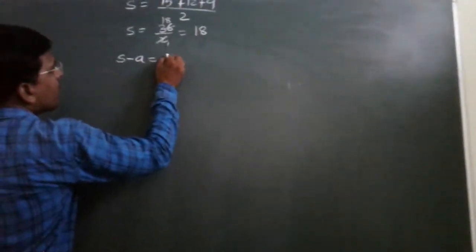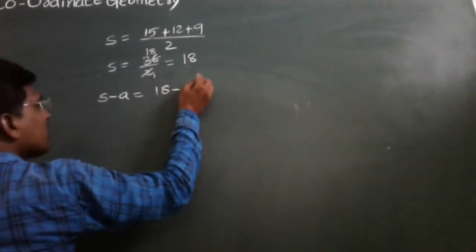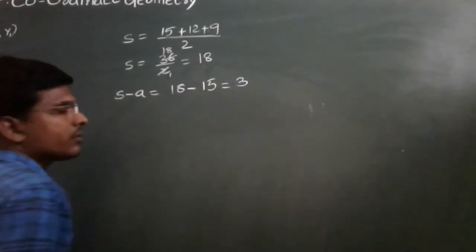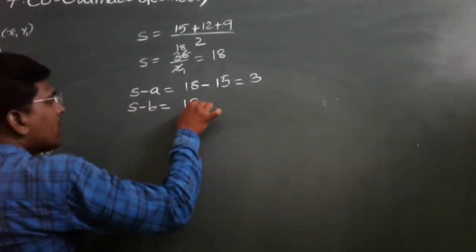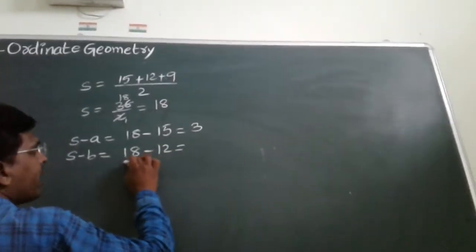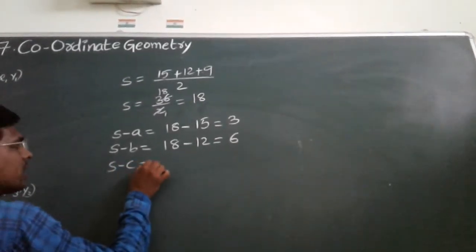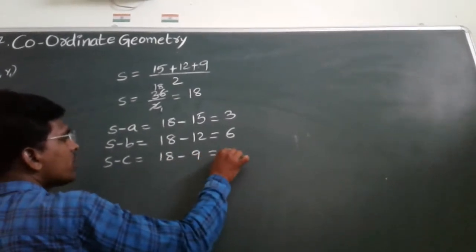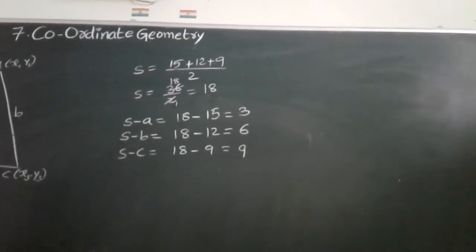And we require the S minus A value. S minus A means 18 minus the A value, which is 15. 18 minus 15 is 3. Next, S minus B: 18 minus the B value, which is 12, so 18 minus 12 is 6. Next, S minus C: 18 minus 9 is 9.